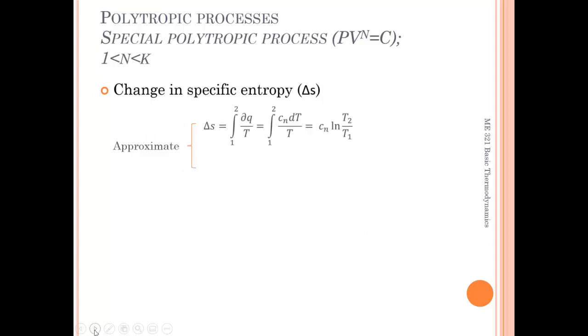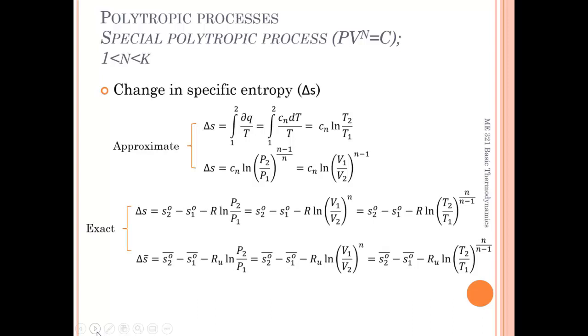Now, the change in specific entropy can be approximated by considering the polytropic specific heat Cn to remain constant. This will allow us to arrive at this formula for delta S. We can also replace the ratio of the final temperature to the initial temperature inside the logarithm by the ratio of the pressure or the ratio of the volume, using the third form of the PVT relationship that we discussed earlier.